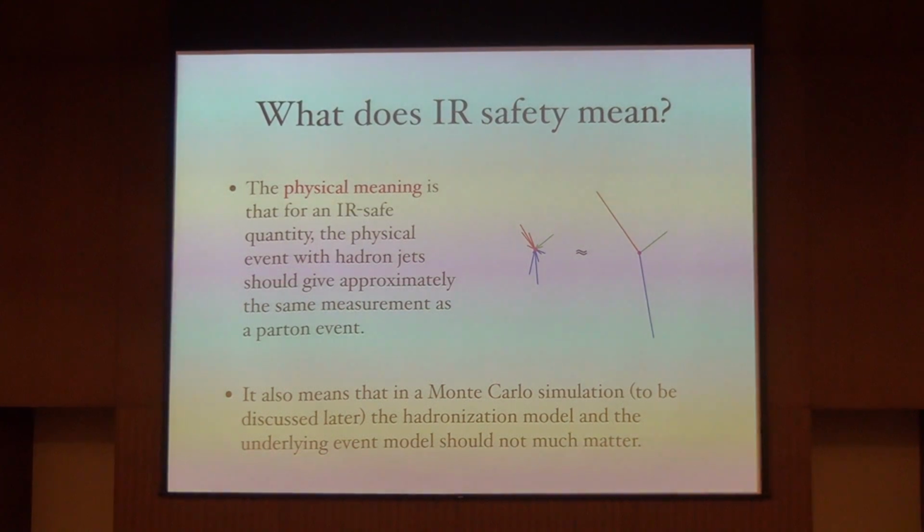Another way to say it is if you simulate all this with a Monte Carlo simulation, which I'll talk about in the next talk, then that Monte Carlo simulation has a hadronization model and an underlying event model from other parton collisions. All that stuff, hadronization, I don't really know. I have a model for it, but I don't really know it very well. And if I use an infrared safe jet definition, then the effect of the hadronization model should be very small on the predicted cross-section.